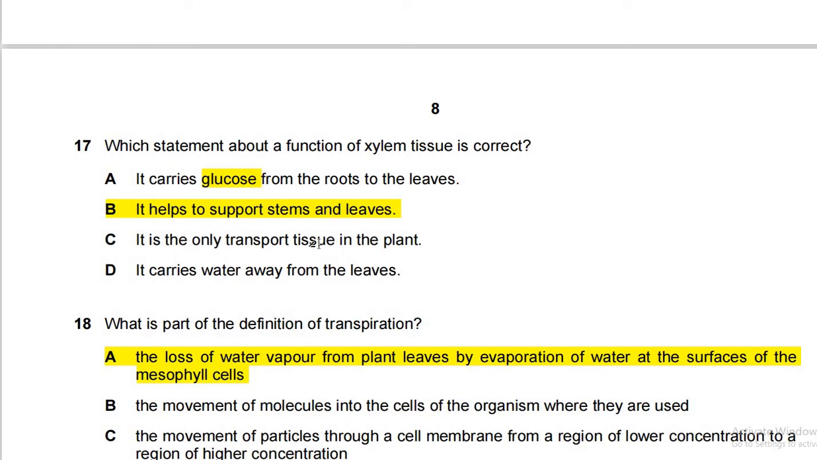It is the only transportation of the plant. That's definitely wrong. Besides xylem, you have the phloem. It carries water away from the leaves. No, definitely not. You don't carry water away from the leaves. So it's definitely got to be B, because the rest are ridiculous and don't correlate with xylem. It helps to support stems and leaves.